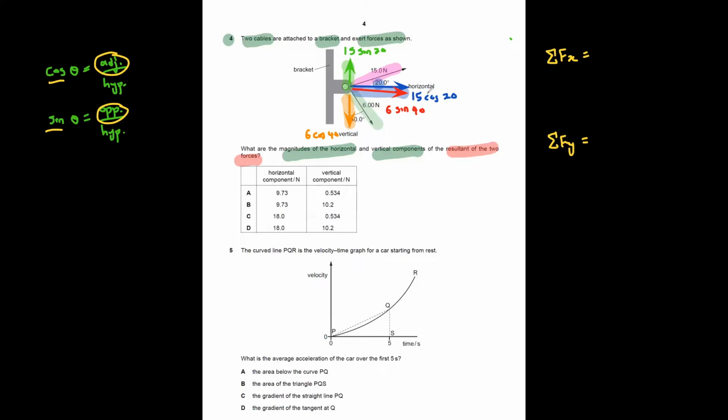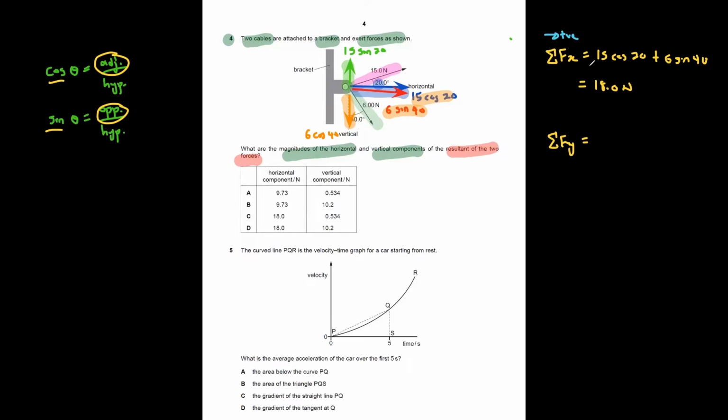Now you then want to sum up the horizontal forces. You'll only be looking at 15 cos 20 and 6 sine 40. So let's assume that going rightwards is positive. So in your case, there's no negative. It will be 15 cos 20 plus 6 sine 40, giving you some value of 18.0 if you round it off to 3 SF. Okay, this is 18.0 Newton.